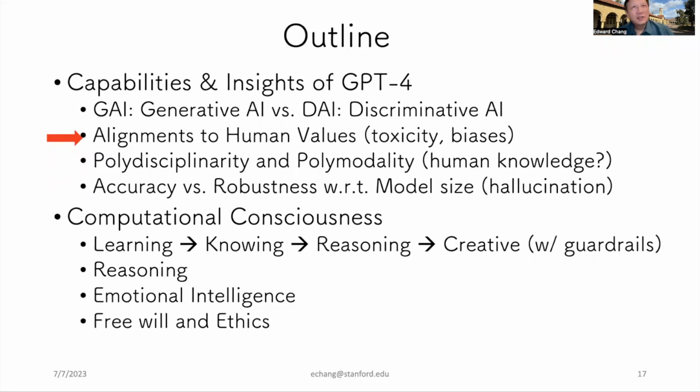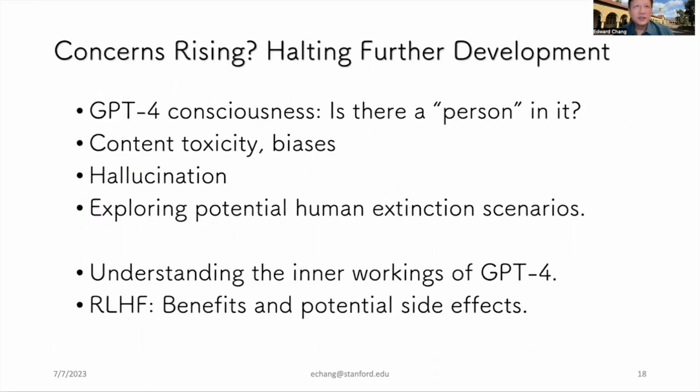And the next one is alignment. So we heard about the complaints on ChatGPT, and some saying ChatGPT may have a personality, and the content it generates may have toxic language and could be biased. And hallucination is another complaint. My own experience is when you ask ChatGPT to provide references, some suggested papers may not exist. And also some folks are really worried about human extinction scenarios.